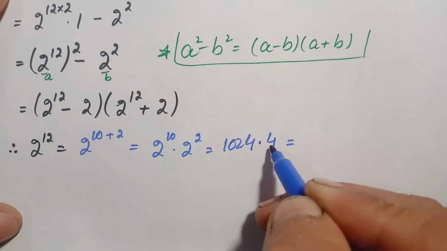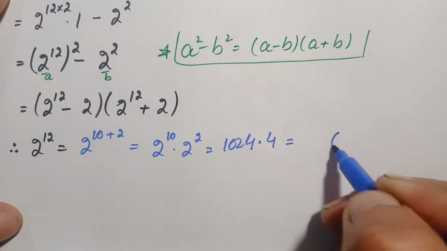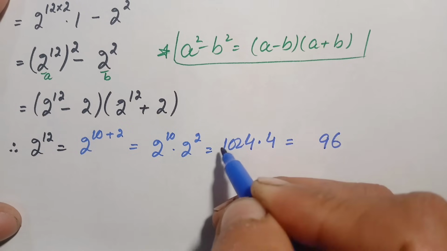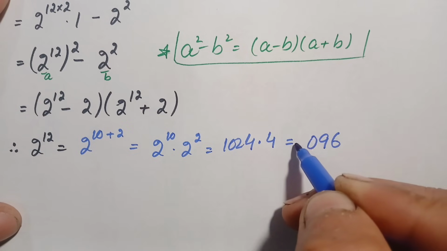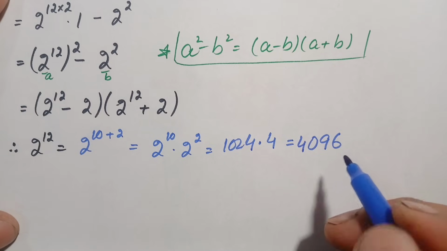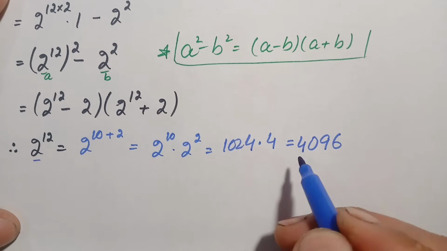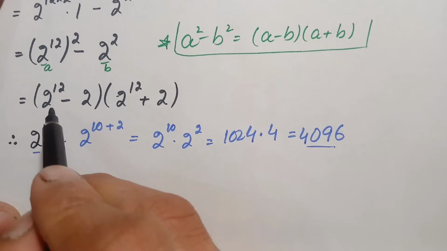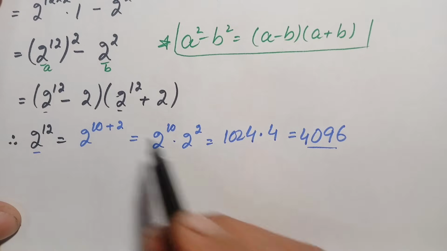Now let's multiply these two numbers. 4 times 4 is 16, 6, and 1 will be carried. 4 times 2 is 8, 8 plus 1 is 9. 4 times 0 is 0. And 4 times 1 is 4. So this gives us 4096. Therefore the value of 2 raised to power 12 is 4096. So here in this number we will replace these two numbers with this value.